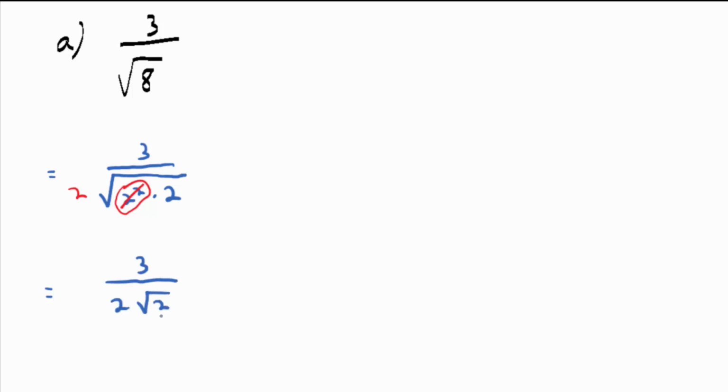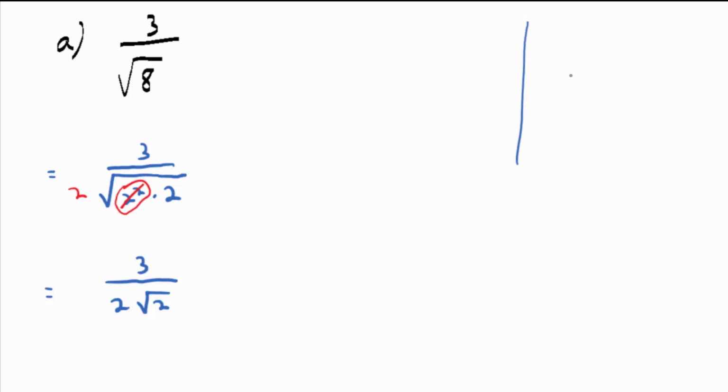But you're still supposed to get rid of the radical in the denominator, and we haven't done that yet. We've just made the radicand smaller, which is nice. Okay, so what could you multiply radical 2 by to get rid of the radical?